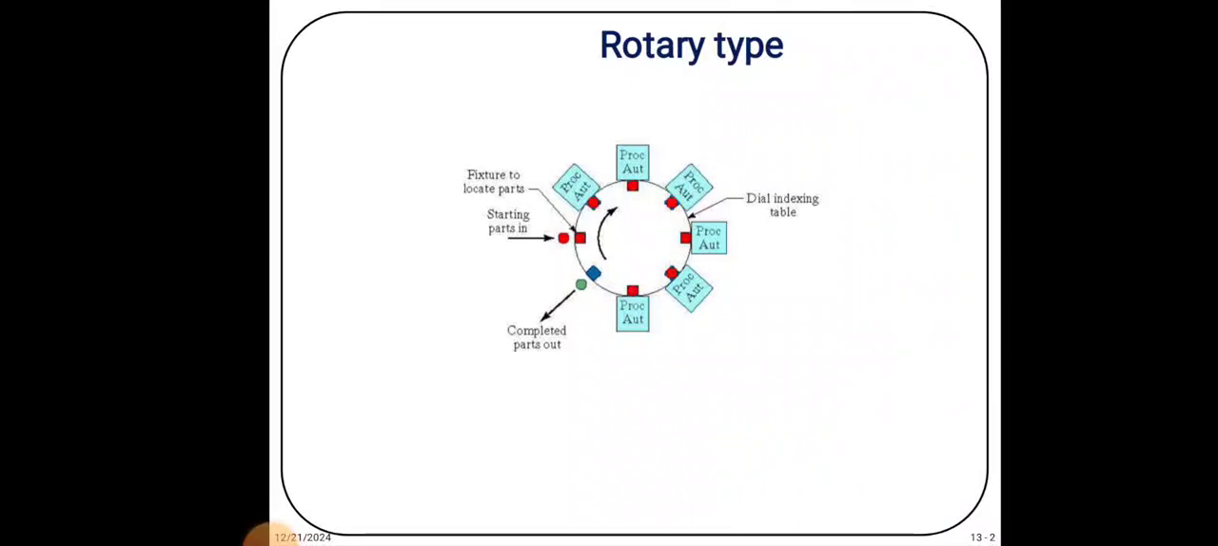Okay, so you can see this image. First of all, the red color indicates the raw material. The raw material enters each and every workstation in a circular manner. Then finally we get the completed part out. The green color indicates the finished product.